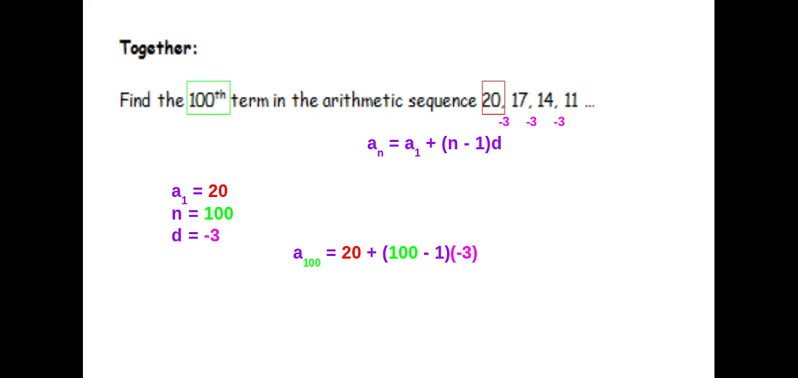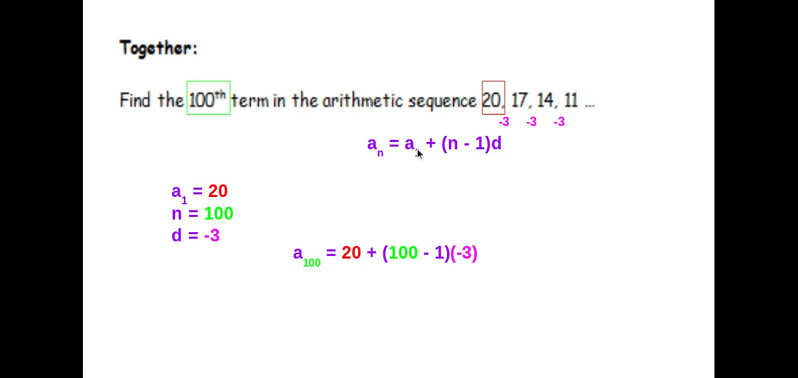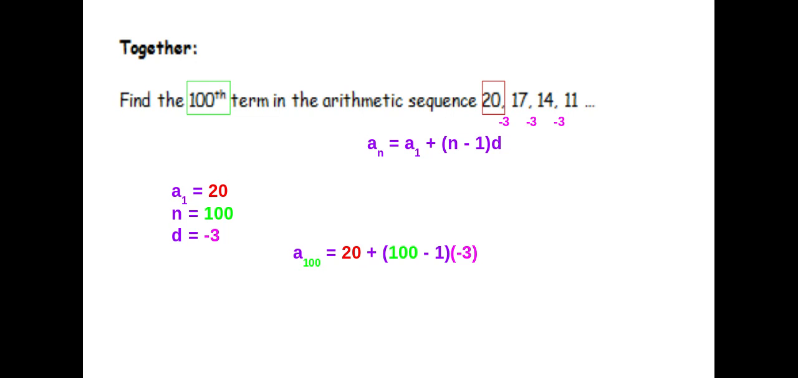Next step is plug into the formula in the appropriate spots. 100 goes in for n. 20 goes in for A sub 1 because it's our first term. n goes in as 100 because that's the number we're looking for, minus 1, and then we're going to multiply that by negative 3. Now remember, when you plug it into the calculator, you have to remember to use parentheses like you see in the problem, or else you're going to get a different answer. And you plug it in, and you should get A sub 100 equals negative 277.